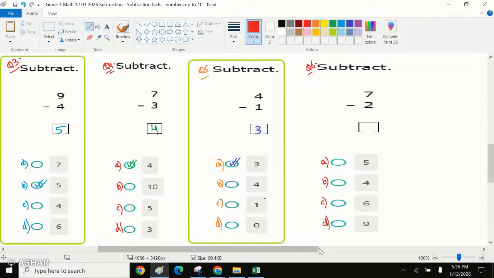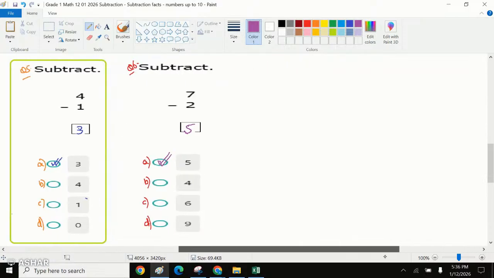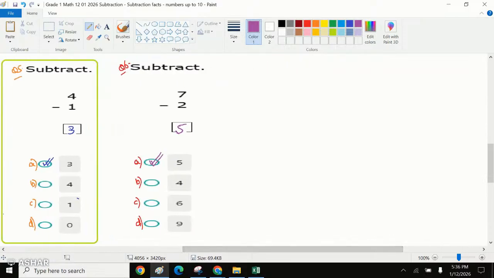Thank you, Kinsley. Option A is correct. 7 minus 2 would be 5. It would be option A. You wrote the same option, but the answer would be a typing error, right? So that means option A is 5. The difference between 7 and 2 is 5. Okay. So when we are subtracting, we are basically trying to find the difference between the numbers, right?